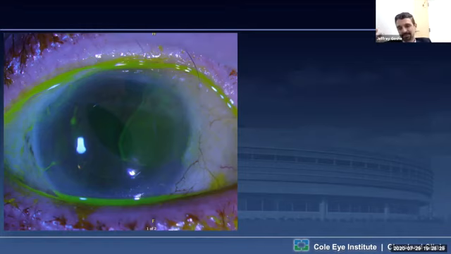So in some cases, when you see the periphery, although there is some limbal staining in other areas, it's a fairly good epithelial staining pattern everywhere else.